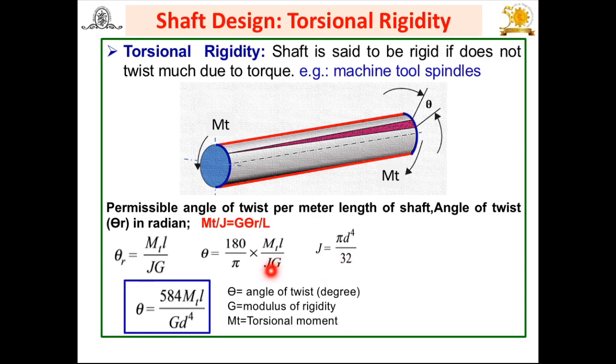We can substitute this value here. And what is G? G is the modulus of rigidity, and theta is the angle of twist in degrees.